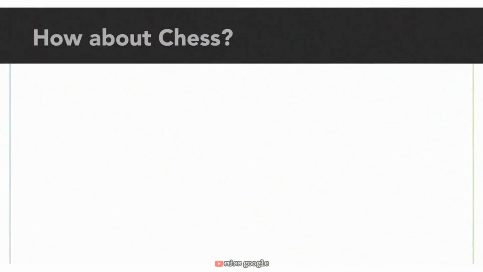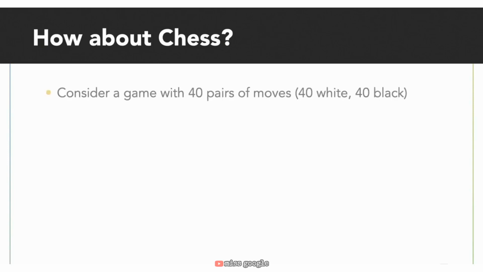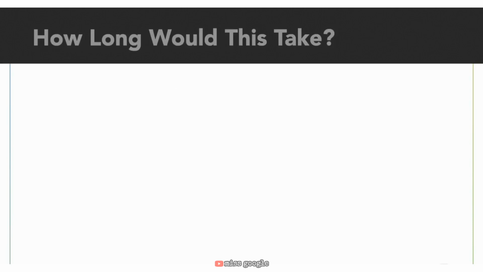Now, how about chess? Well, chess is a very much more complicated game than tic-tac-toe, and certainly not a solved game. Let me give you an idea of the complexity of chess. Consider a game that ends after 40 pairs of moves, 40 for white and 40 for black. A pretty accurate estimate is 10 to the 40 possible games. So how long would this take to compute?